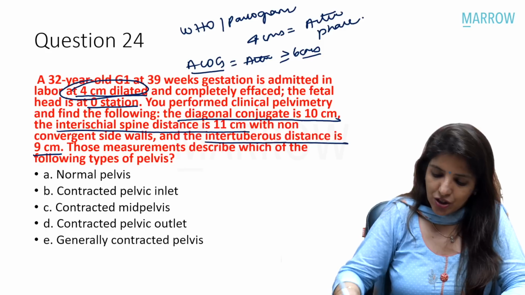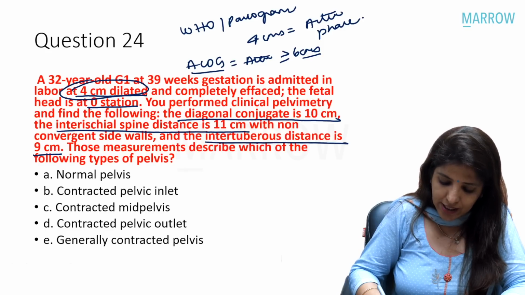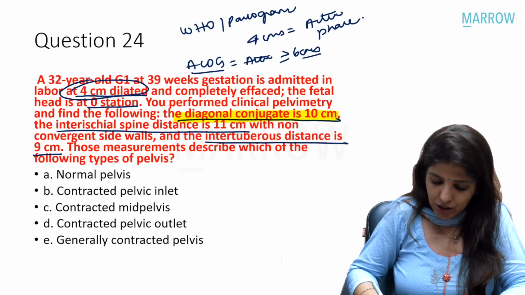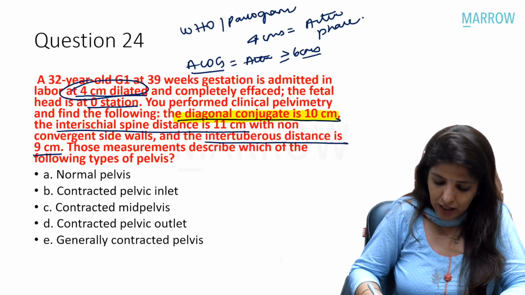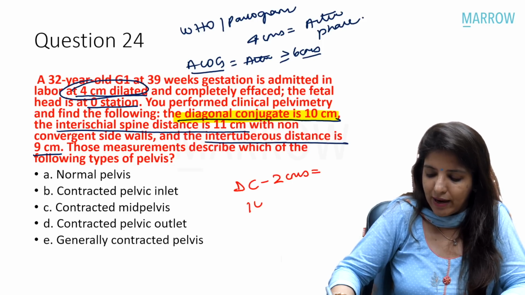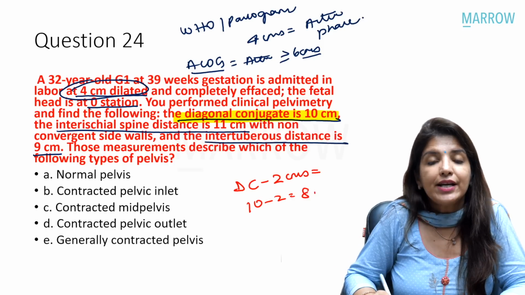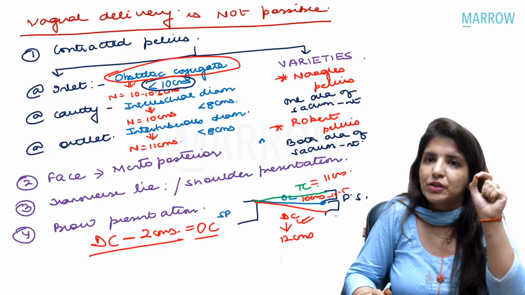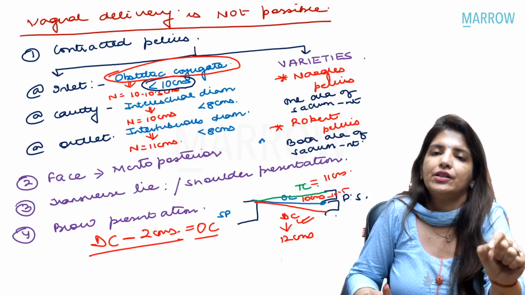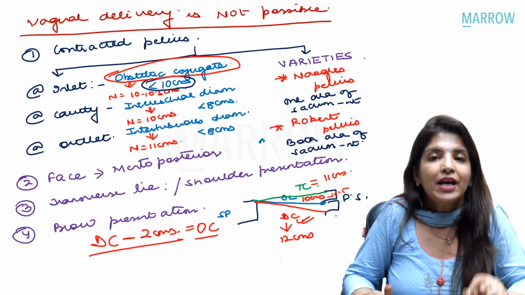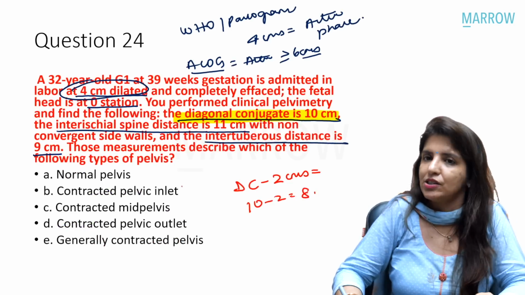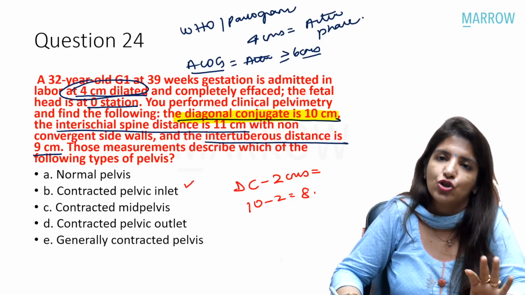Now, in this patient, diagonal conjugate is 10 centimeters. So what will the obstetrical conjugate be? Obstetrical conjugate will be diagonal minus 2, which is 10 minus 2, which is 8. Right? And just now I told you, if obstetrical conjugate is less than 10, then it is a contracted inlet. Here obstetrical conjugate is 8 centimeters. That means yes, it is a contracted inlet for sure.